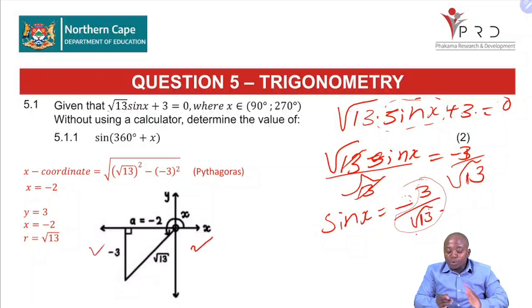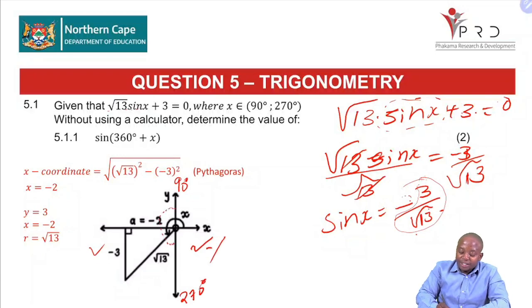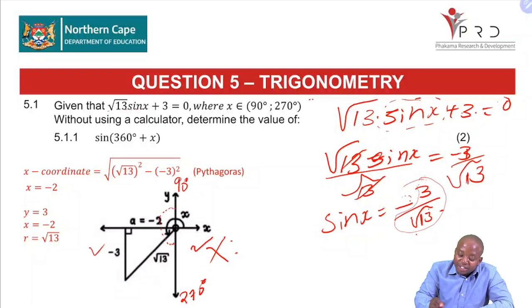Now, how do we choose which quadrant we're going to use for this question? It will depend on the restriction. Our restriction says x is an element of 90 to 270. So it's from 90 all the way to 270. We can see that the fourth quadrant is not within the restriction, so we can't draw our triangle on the fourth quadrant. Now we are remaining with the third quadrant.